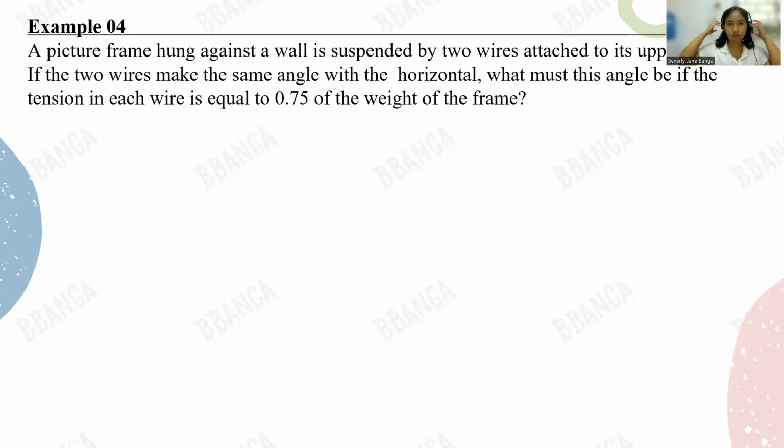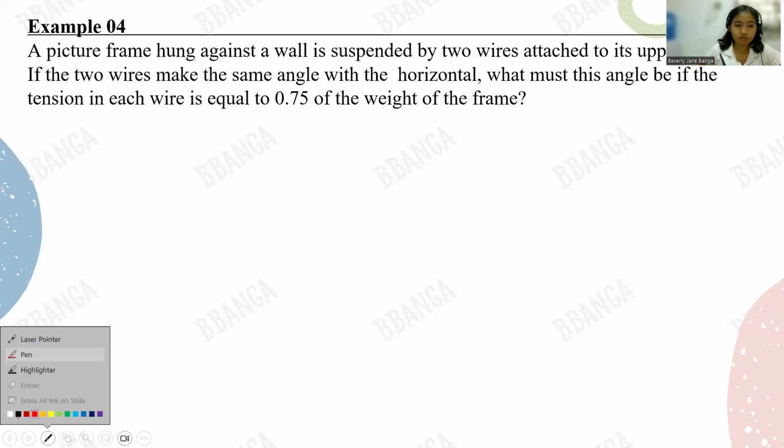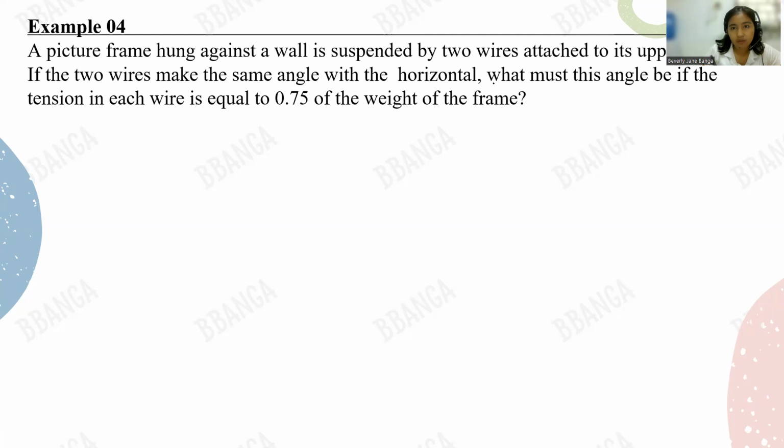Okay, so let's answer number 4. So sabi dito, picture frame hung against a wall, suspended by 2 wires attached to its upper corners. If the 2 wires make the same angle with the horizontal, what must this angle be if the tension in each wire is equal to 0.75 of the weight of the frame?